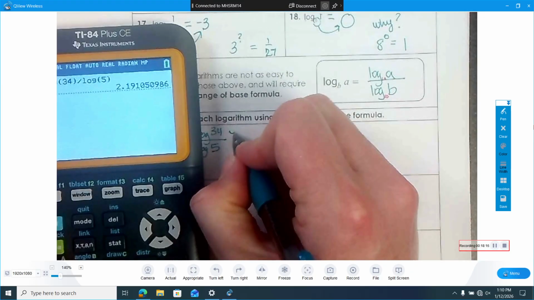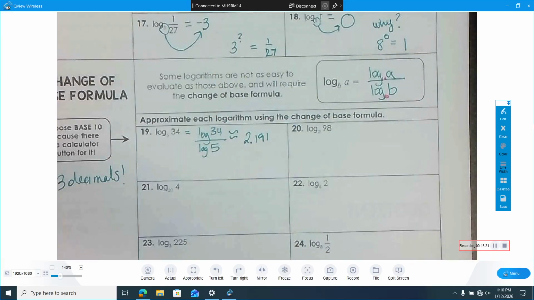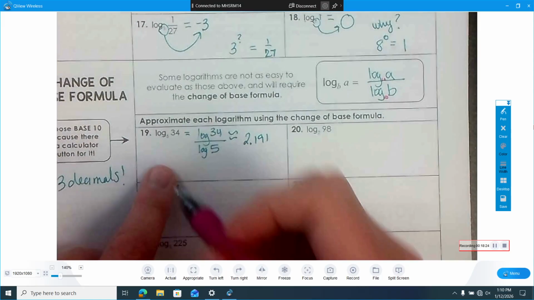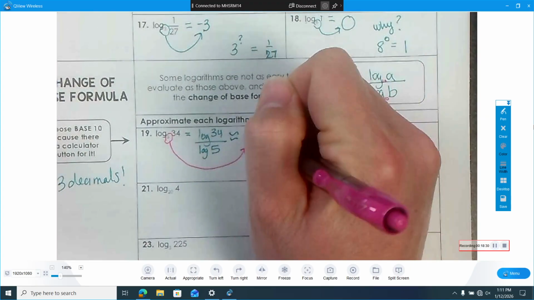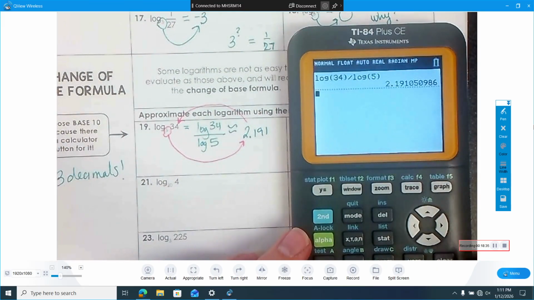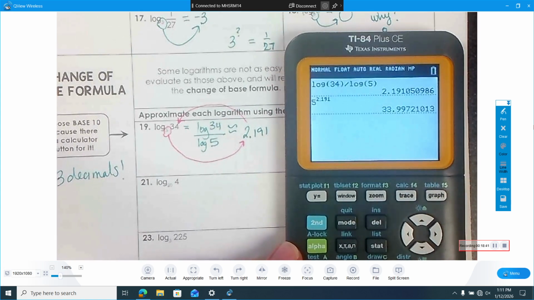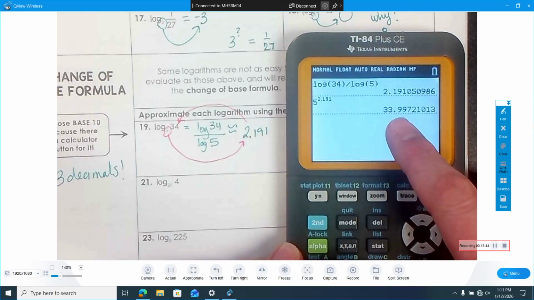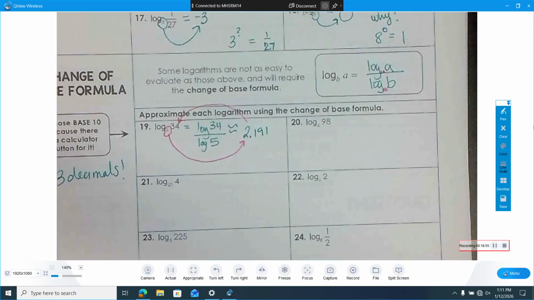So that is approximately 2.191. Well, how do we know if we did it right? Can we check it? Can we go 5 to the power of 2.191 should equal 34? Should it equal exactly or should it be close? It's going to be close. So 5 to a power of 2.191, and I should get, look at that, that's pretty darn tootin' close to 34. Okay. If I actually took that exponent, it is 34. Okay. Pretty cool. All right.